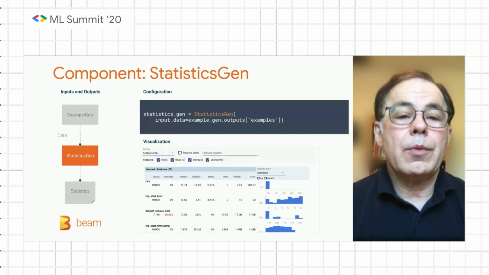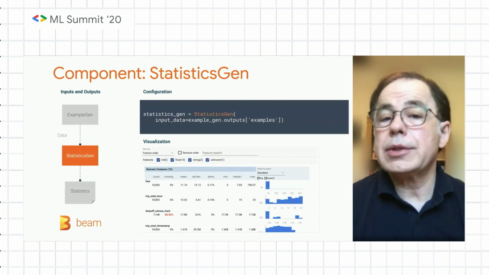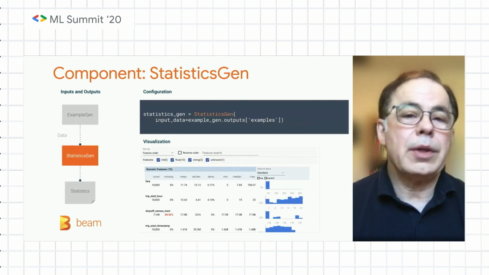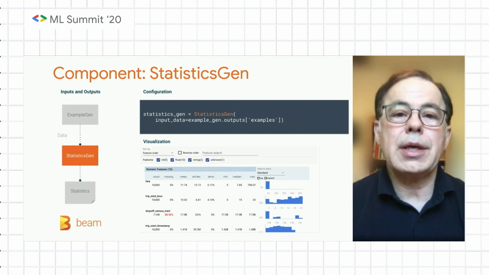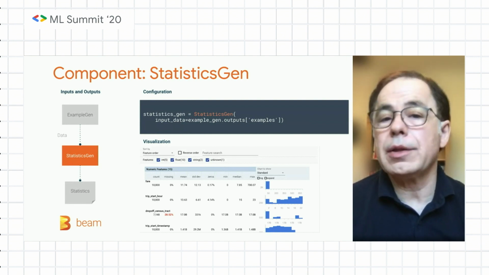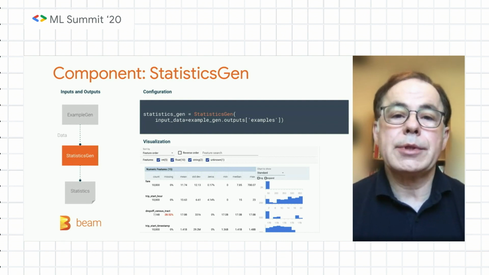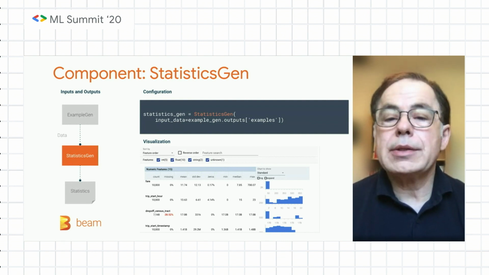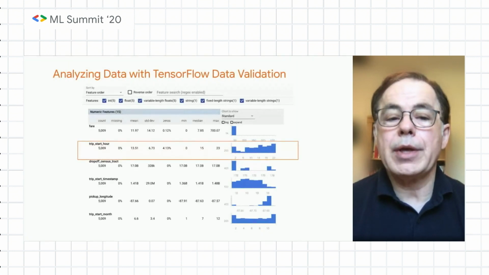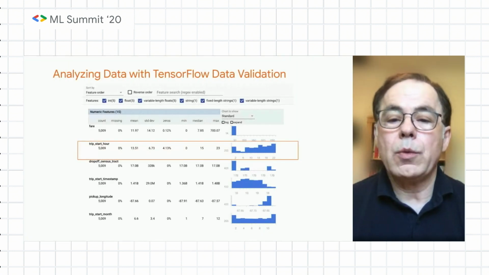Then we work with StatisticsGen to try to understand our data. We're really following a fairly basic ML development process here. And the first thing to do is understand our data. So StatisticsGen helps us do that. And it provides some visualizations that help us really dive in and work with our data and understand the characteristics of it.